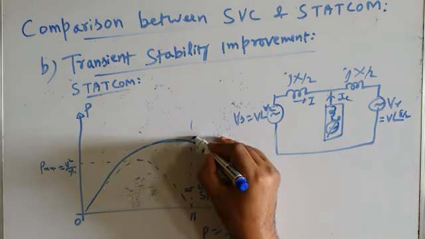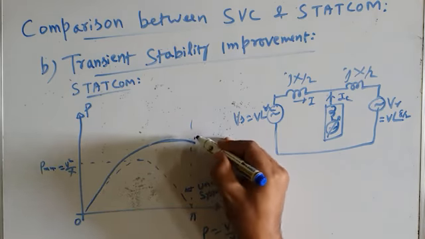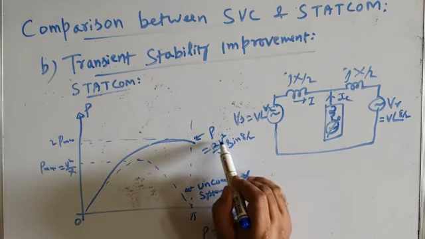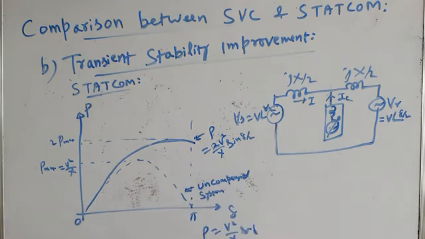So this is our characteristic here. P is equal to 2V square by X. We know that for a shunt compensator it is 2V square by X sine delta by 2. And how much is the maximum power? It is 2P max, because it is 2V square by X at delta equal to pi, right?